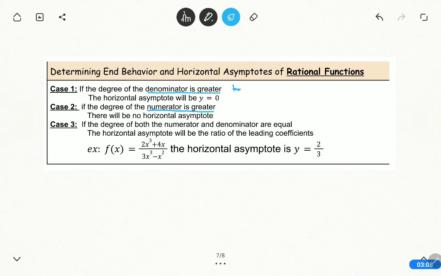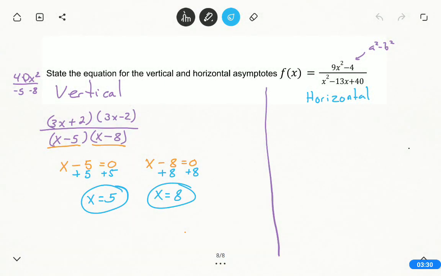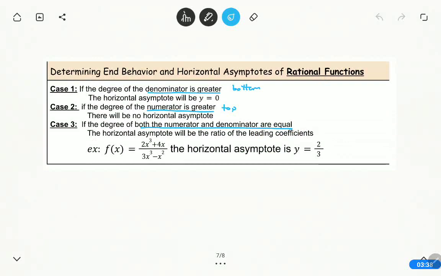So basically bottom, top, if you can't keep denominator and numerator straight. And then if the degree is the same on both top and bottom, or in the numerator and the denominator, it follows case 3. So if we go back to our example here, the degree on top is 2, the degree on the bottom is also 2. So this follows that third case, case 3.